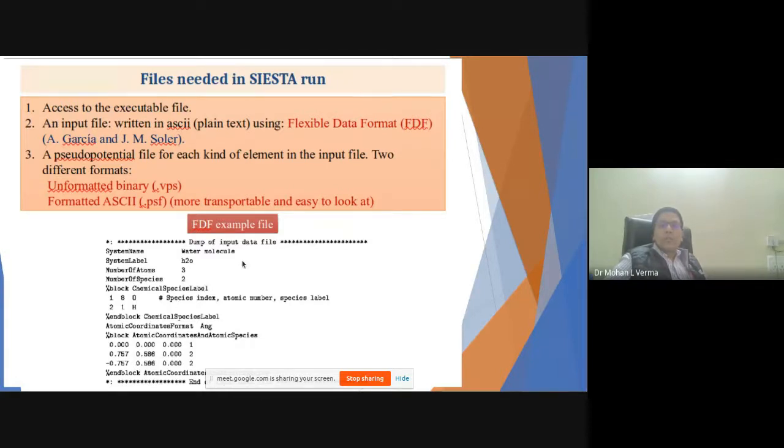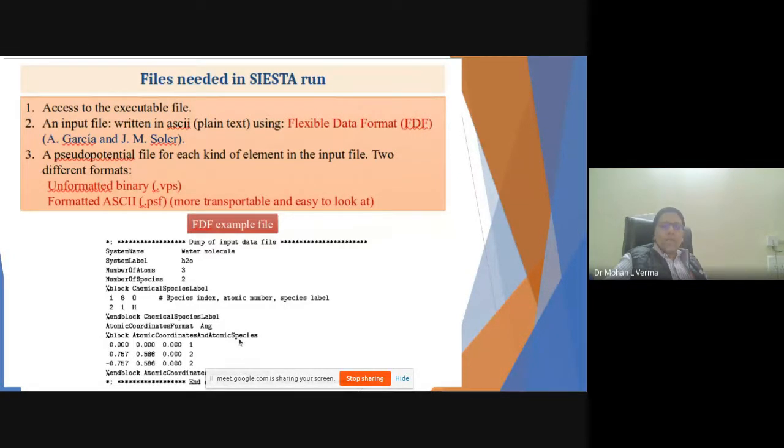In the input file, we give the names of the atoms and the number of species, and with the help of basic chemistry, one can get all this information, and then the coordinates of the structure of that system.